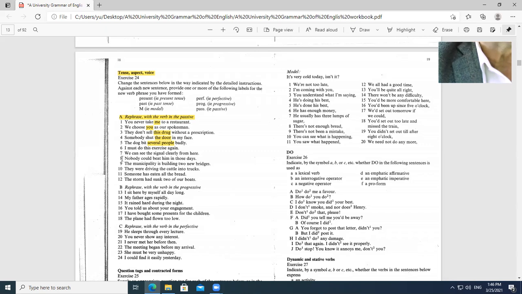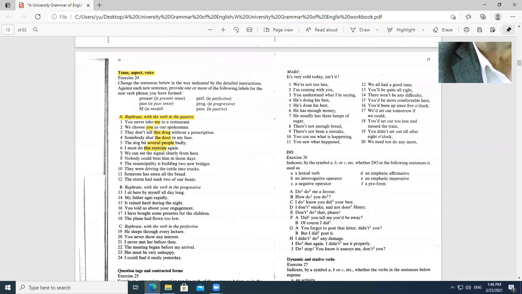The next one. I must do this exercise again. This exercise must be done again. إذا عندنا بالجملة إيش؟ موديل must. كل الموديل بالباسف شو بصير فيهم؟ Followed by إيش؟ By be. Yes. This exercise must be... شو الباسف من do؟ Done. إذا this exercise must be done.